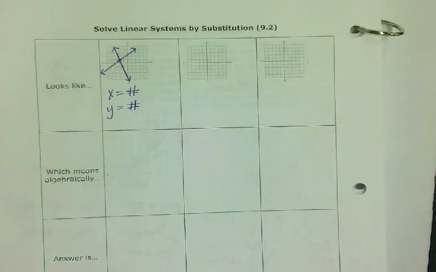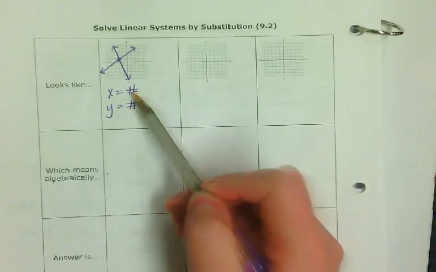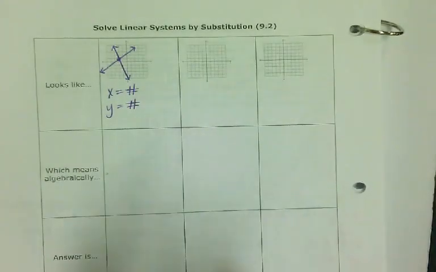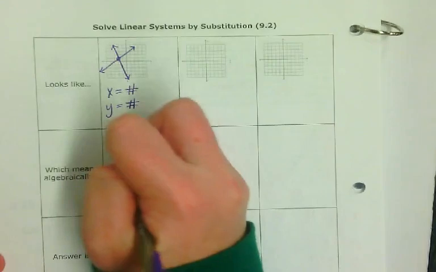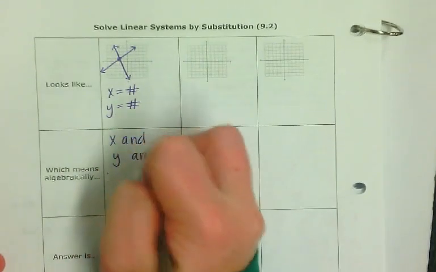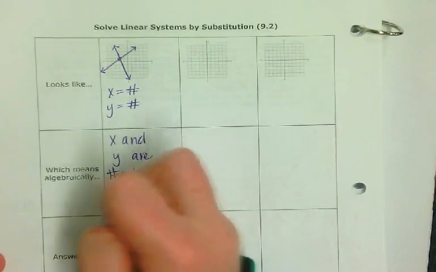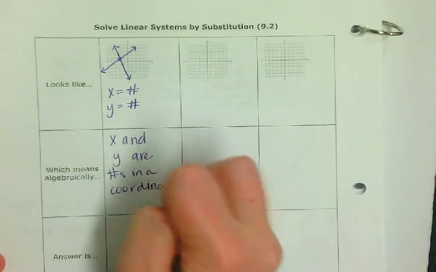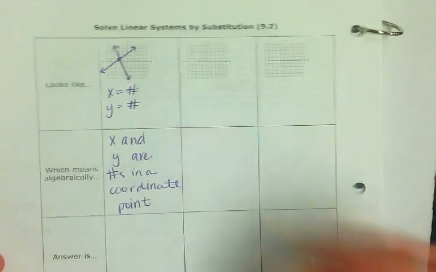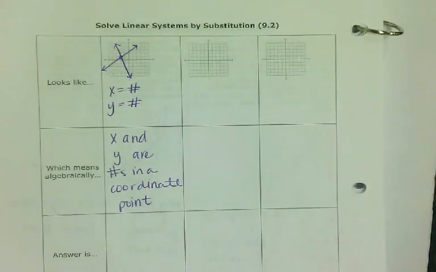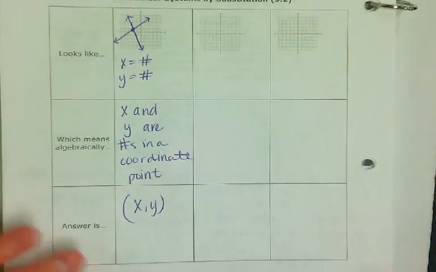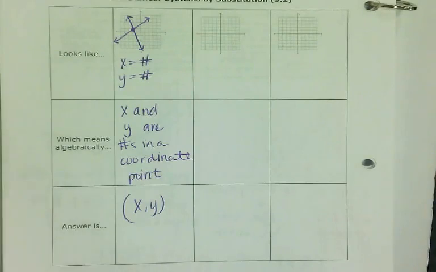So you won't have this picture. You're going to be solving. So you're going to get x is equal to something, y is equal to something. This means x and y are numbers in a coordinate point. So when you get those values, they're not just a random x or a random y. They're going to combine together to make that coordinate point. And your answer will look like this, x comma y. This is still the point of intersection like we talked about yesterday. You just don't see the point of intersection because we're not going to have a graph.